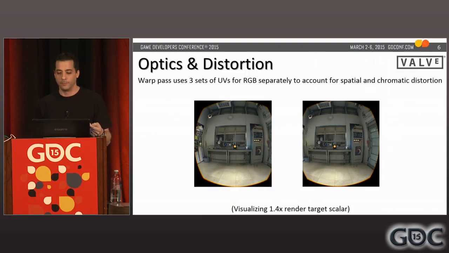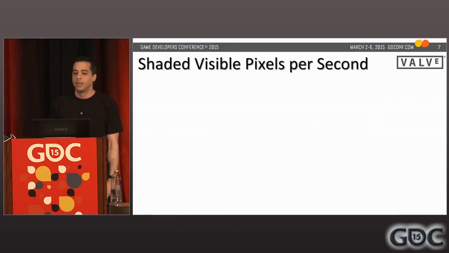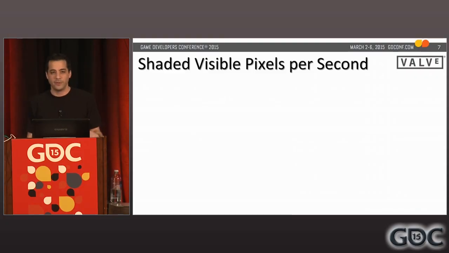So anyway, the 1.4x is what I'm going to base the whole talk on. I tend to think about renderers right now in VR as shaded visible pixels per second instead of raw frame rate, because for VR it's a little more complicated. You're rendering stereo images that are larger than your back buffer, times your refresh rate. So I tend to think of it in these terms.